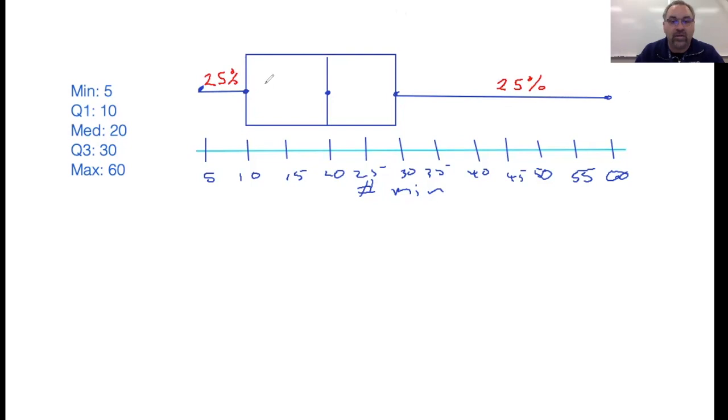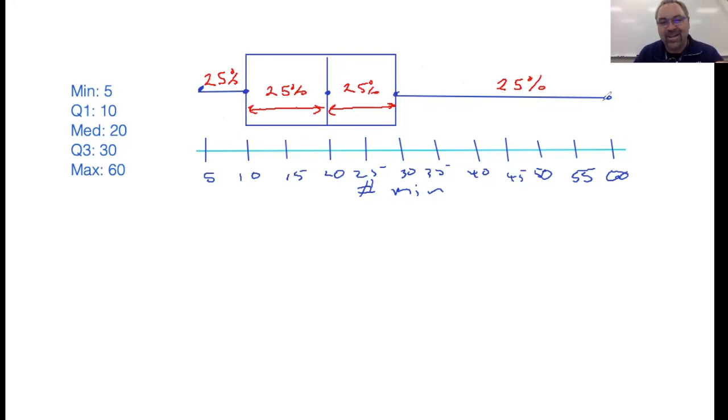This part of the box in here, this is 25% of the data. This is from Q1 to the median. And this upper part of the box shows us where another 25% of the data is. So the box and whisker plot's really great. It shows, hey, look, 75% of the data is between 5 and 30 minutes. So most people are commuting less than 30 minutes. There is this upper 25% that goes all the way to 60.